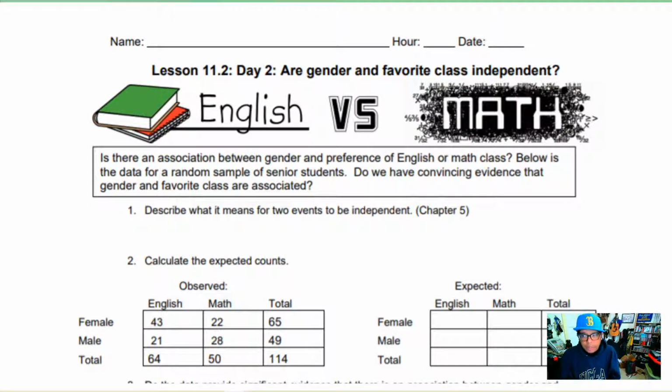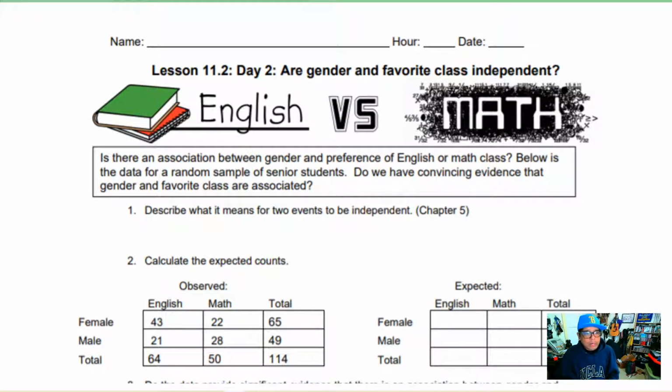So this is a really good question for us. Is there an association between gender and preference for English or math class? Below is data from a random sample of senior students, and the question: do we have convincing evidence that gender and favorite class are associated?